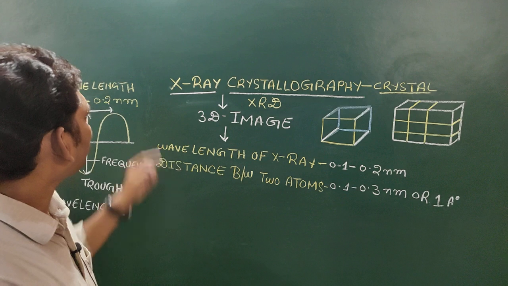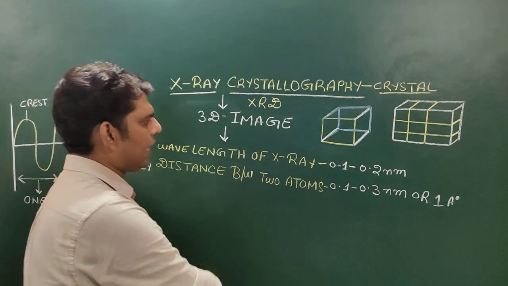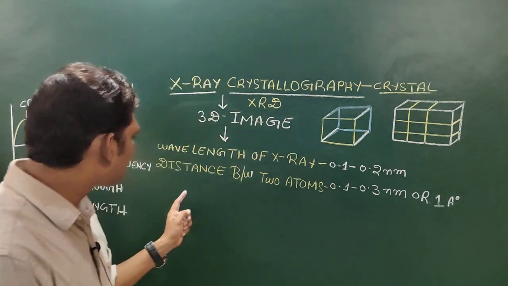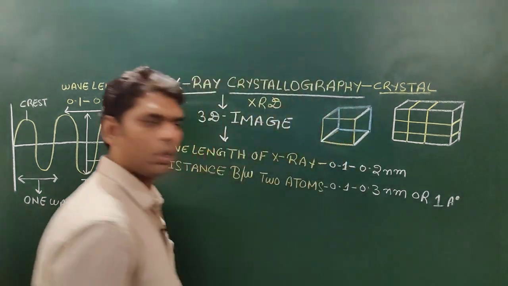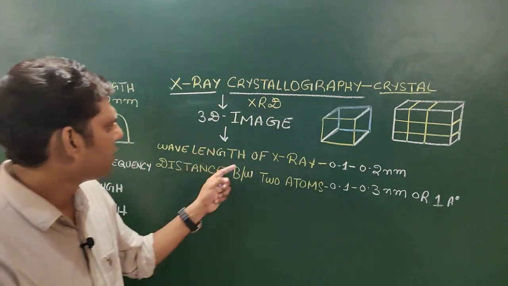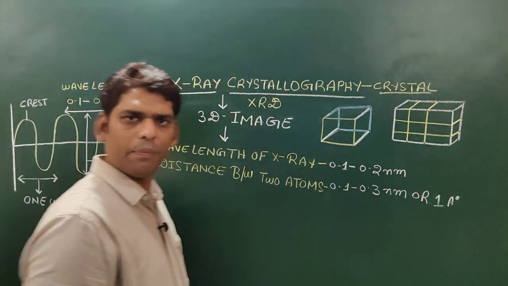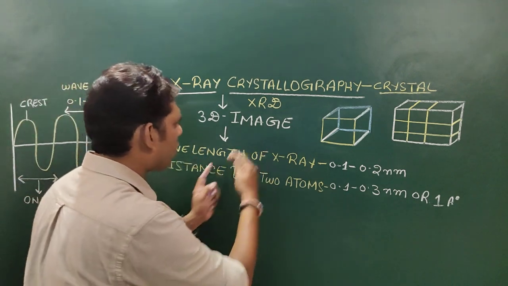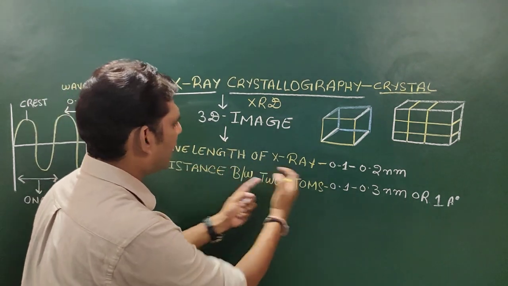The second point, why we are using X-ray, okay? Students, you know that the wavelength of X-ray is 0.1 to 0.2 nanometer, okay? And the distance between two atoms is 0.1 to 0.3 nanometer, or simply you can call it one angstrom, okay? You can observe that the wavelength of the X-ray and the distance between two atoms is nearly the same, okay? Now, there is a question. What is the meaning or what is the sense of this overall statement, if I'm saying that the wavelength of the X-ray and the distance between two atoms is the same, okay?